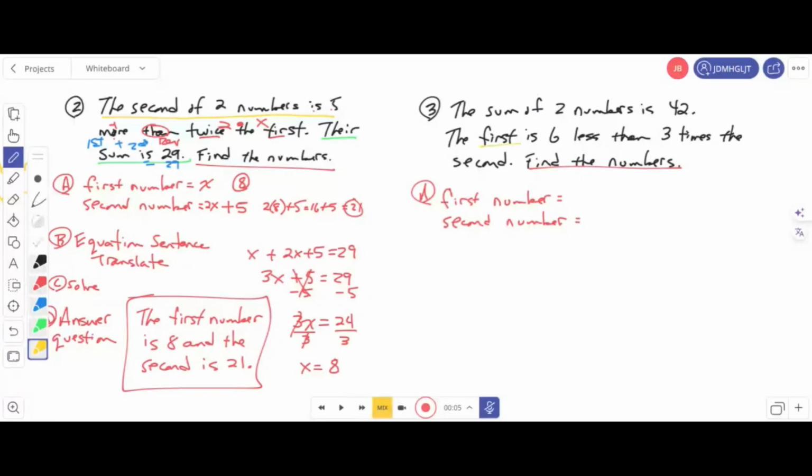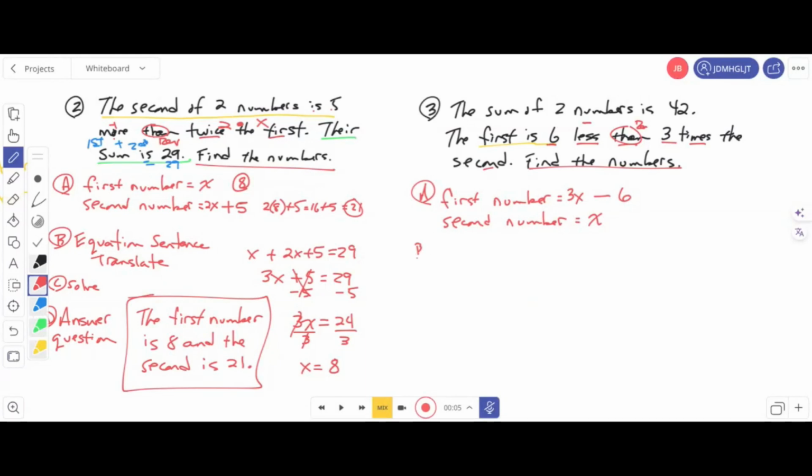We have a sentence that says the first is. There is no sentence that says the second is. So the second is X, because they haven't told us what it is. But the first is 6 less than, 6 minus, and than is a reverse word. So we are subtracting 6. Reverse word means the 6 has to go on the other side of the minus sign. 3 times the second. And that would be 3x.